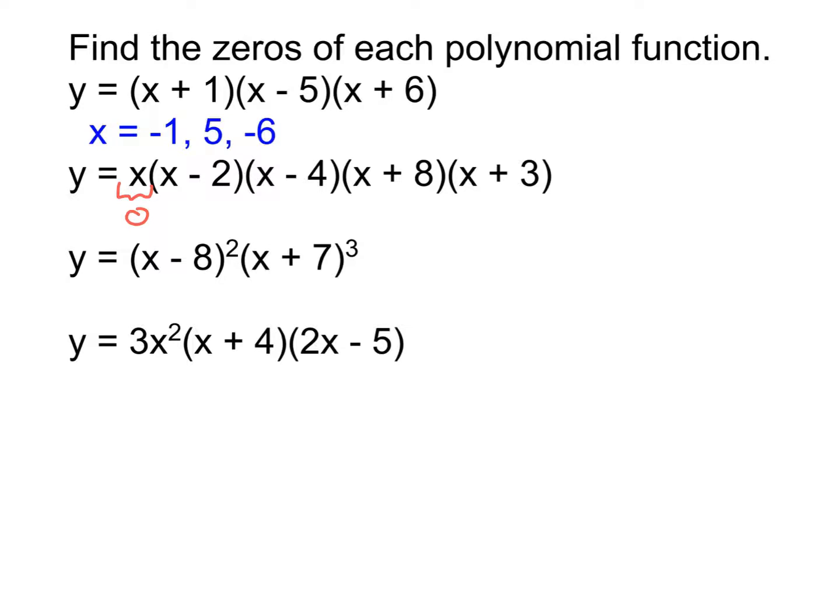And then, of course, from the other ones, we're just flipping the signs because we're saying what makes that one equal 0. So our solutions for that second problem are x equals 0, 2, 4, -8, and -3.